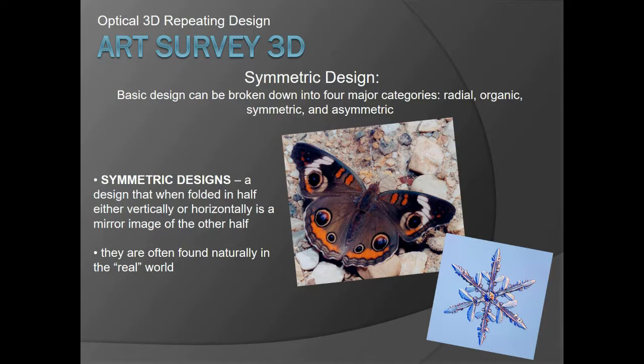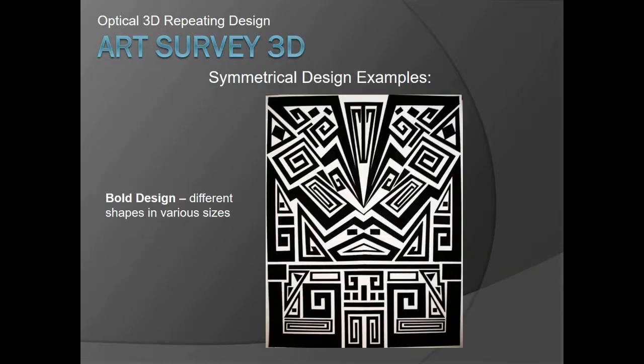If we were to cut the snowflake in half horizontally, right through the middle, or vertically, then one side is going to be exactly the same or a mirror image of the other side. Symmetric designs can be very interesting to make and very pleasing to the eye.